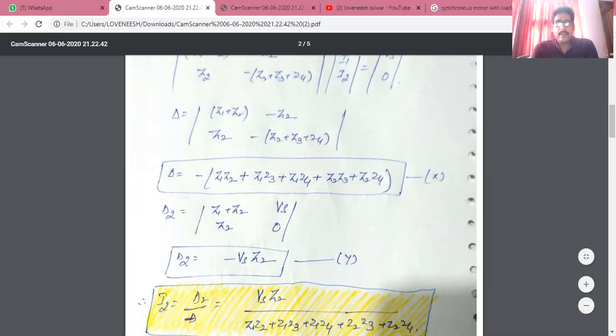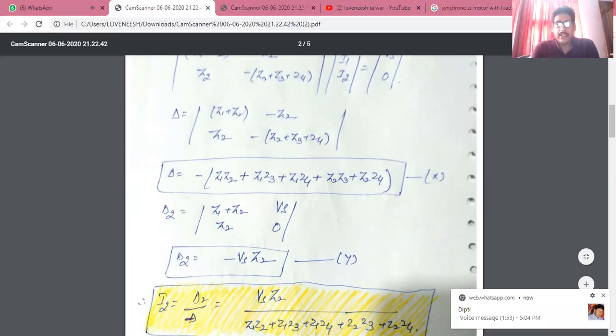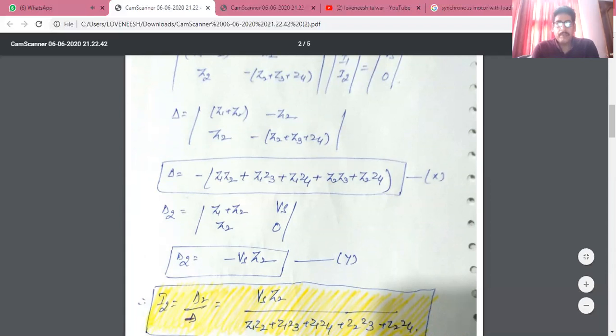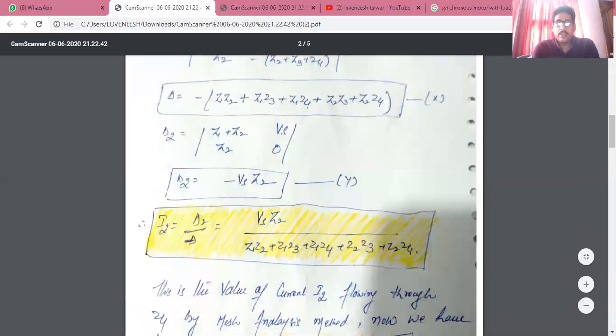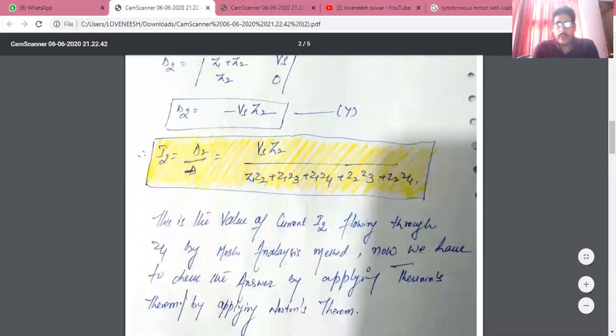So this is the first half of the portion where we calculate the current through mesh analysis. When we calculate the current through the Z4 resistance by mesh analysis, this current will be equal to I2, and we have this equation. This is the value of the current flowing through Z4 by using mesh analysis. Now we have to check the answer by applying Norton's theorem.